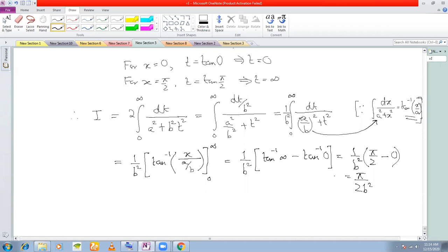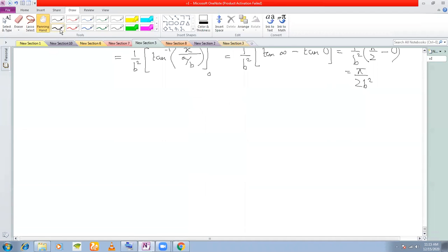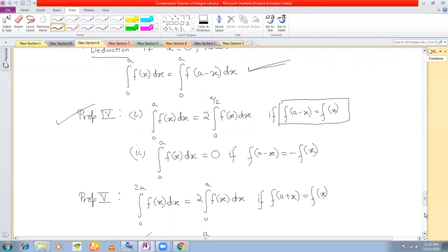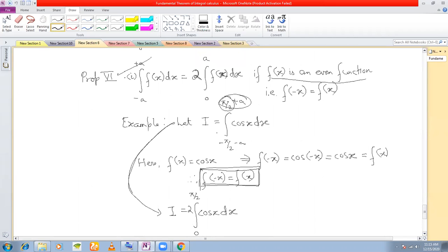So these were two applications of this integral. Now I move on to the next application of the next property. Which property are we going to see? See here, we are going to see the next property, minus a to plus a, property number 6.